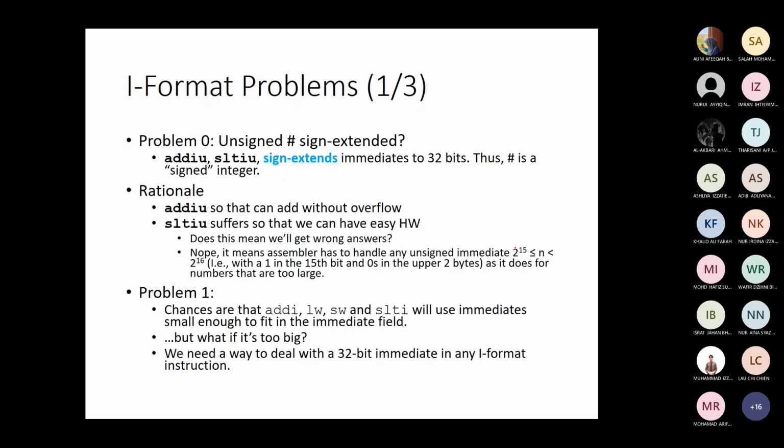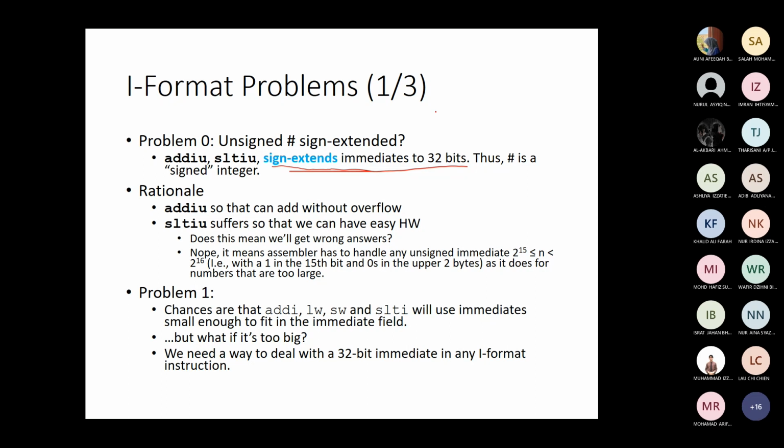Next, there is a certain problem: unsigned sign extended. ADDIU, add immediate unsigned, and set less than immediate unsigned, means that we sign extend the immediate to 32 bits. Thus it becomes a signed integer.